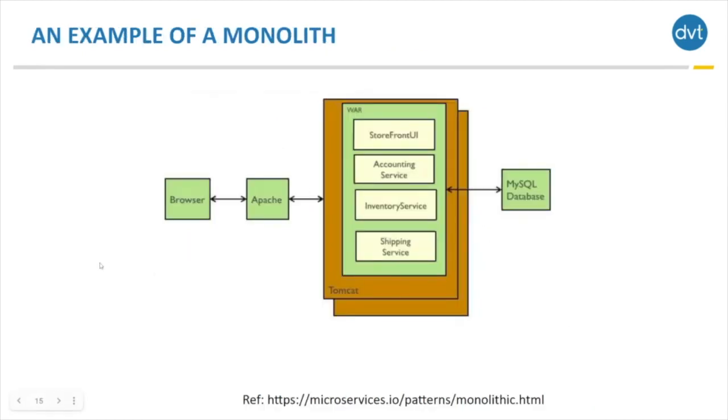Now, here's a very simple example of a monolith. You have a browser. All the calls from your browser go through some sort of web server like Apache, and you have your application server, something like Tomcat, which is running an application like a storefront service inside it.